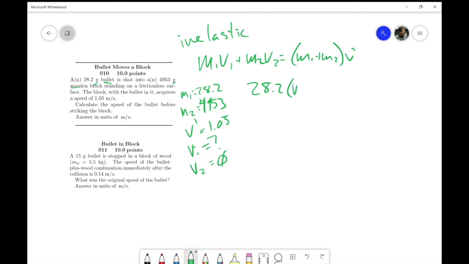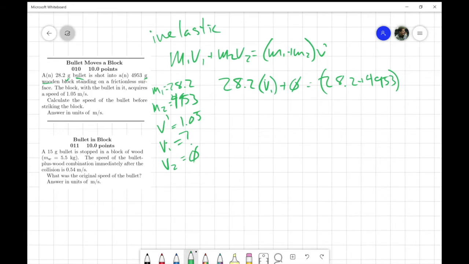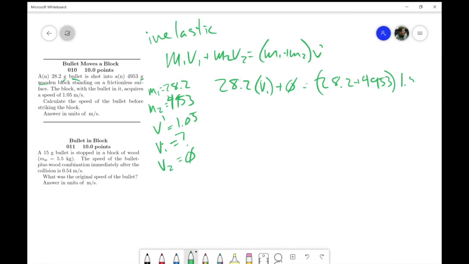We have 28.2 times the velocity we're looking for plus 0, because the block's sitting still, so V2 is 0 and that whole thing's 0. On the other side, we have 28.2 plus 49.53, times our new velocity, 1.05. So now we have the equation ready, and we can just do our algebra.